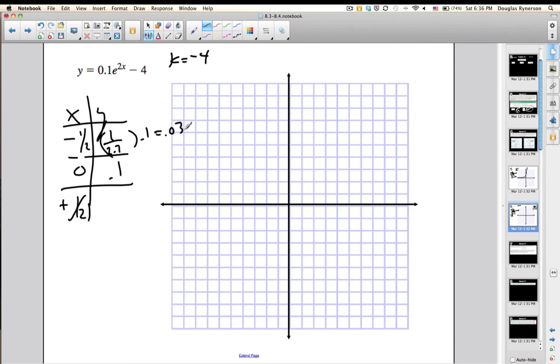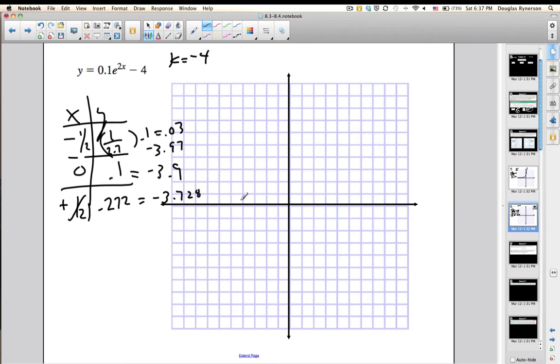I forgot to subtract my k, so 0.03 minus 4 is going to be -3.97. And 0.1 minus 4 is going to be -3.9. And over here, 2 times 1/2 is 1. E to the first power is 2.72. When I multiply it times 0.1, it'll be 0.272. And when I subtract 4, I'll get -3.728, something along those lines.